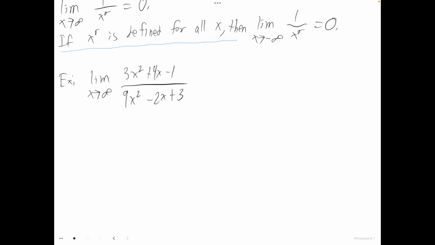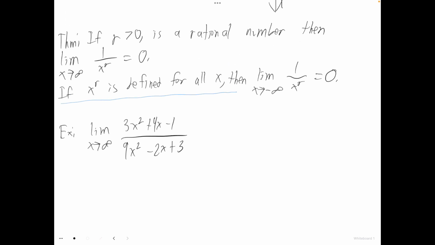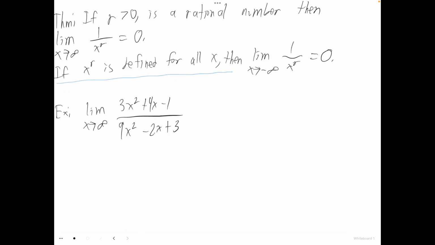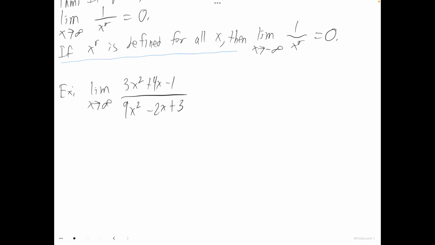And so we want to compute this limit as we go to infinity. The trick here with computing limits like this is we're going to multiply by 1 in a special way to create this 1 over x to the r situation. What we do is we multiply the top and the bottom by 1 divided by the highest power on either the top or the bottom.